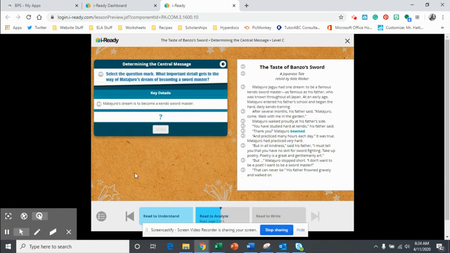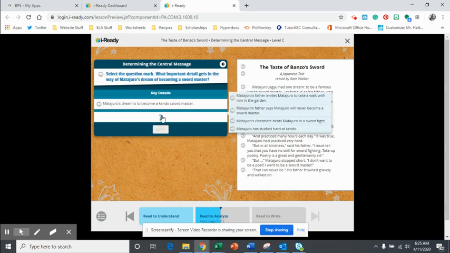All right, so now the second question is: what important detail gets in the way of Mataharu's dream of becoming a swordmaster? When something gets in your way, it blocks you, right? So you're looking for something negative that is happening to Mataharu that is stopping him from achieving his dream. So click on your question mark again, go through these choices, and then find the problem that Mataharu is facing.